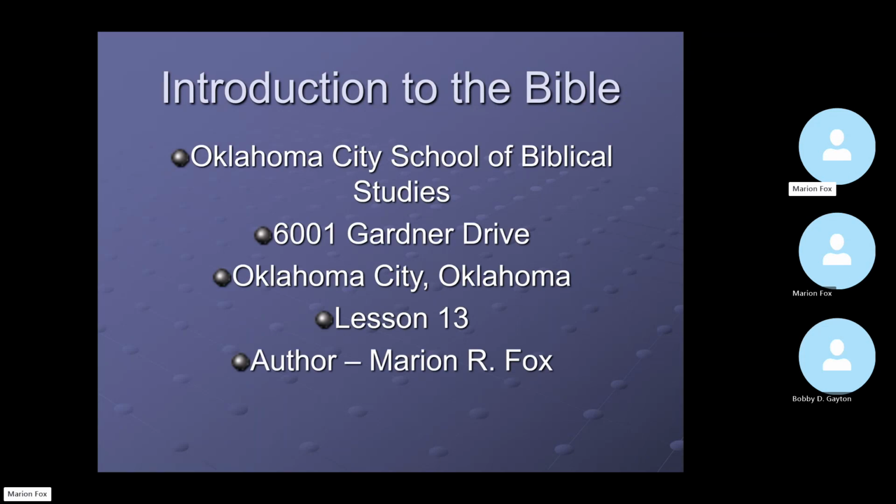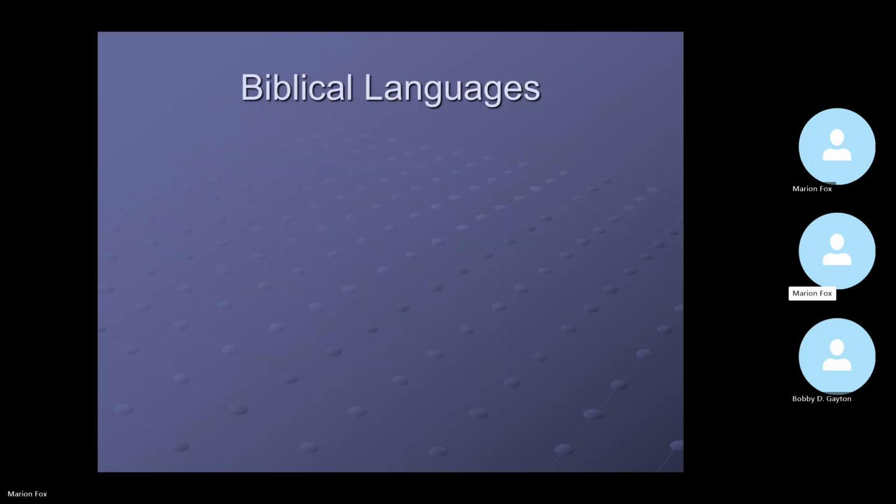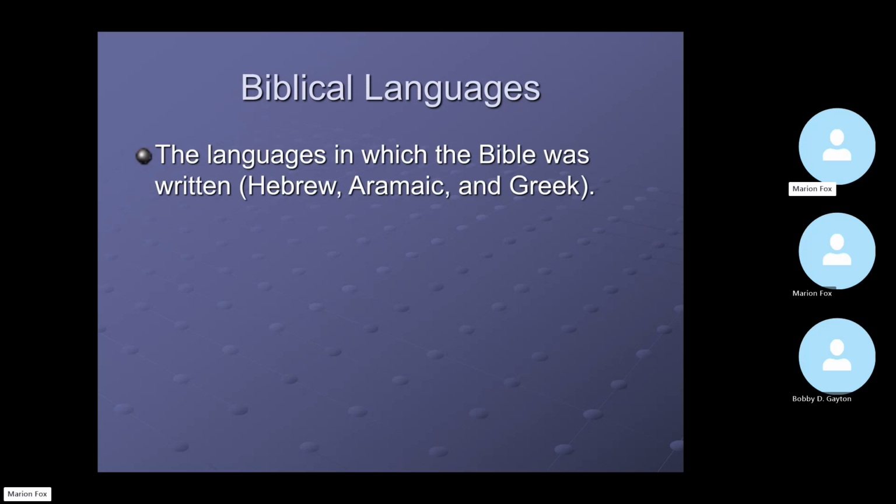This is our 13th lesson on the introduction to the Bible, and we'll be having, of course, 2 lessons each night on Thursday nights until we finish the material. We're looking at biblical languages. The Bible was written in 3 basic languages. There are other words, such as names of people and names of places, that are actually other languages, but by and large, the vast majority of the Bible is in these 3 languages: Hebrew, Aramaic, and Greek.